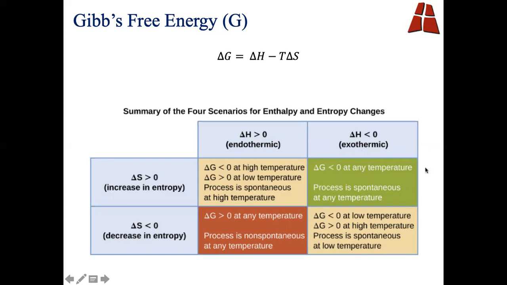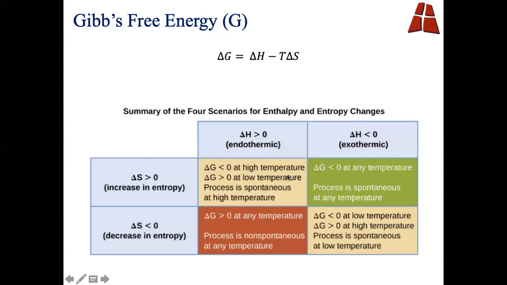The opposite is true for this box down here in red, where if our enthalpy is positive and our change in entropy is negative, we know that we're always going to have a positive Gibbs free energy no matter our temperature. That process is going to be unfavorable or non-spontaneous, okay?